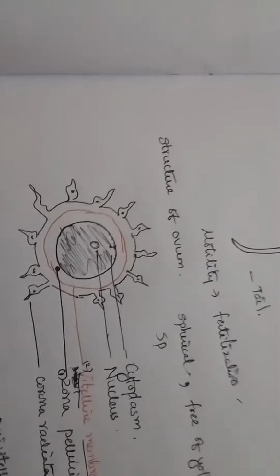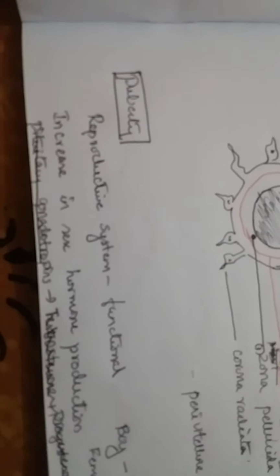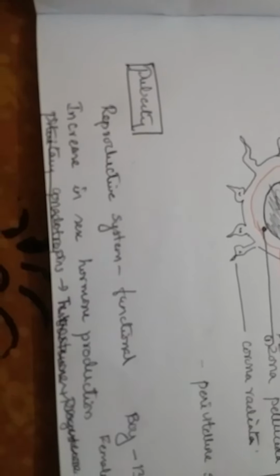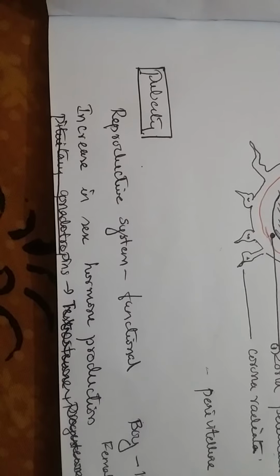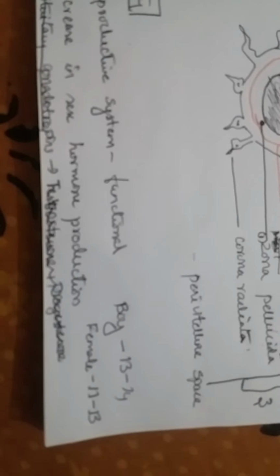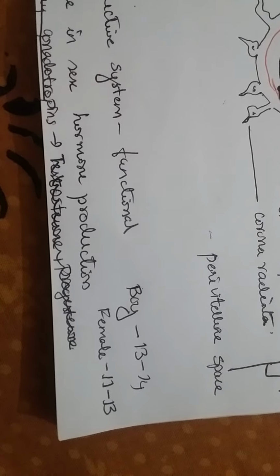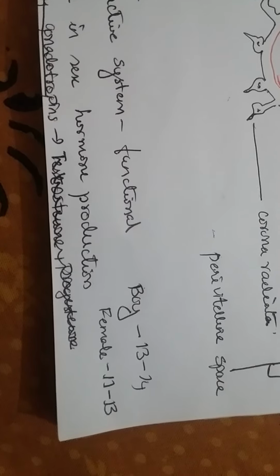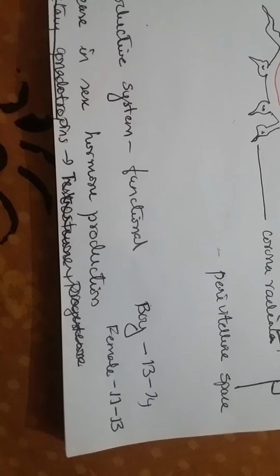So we have learnt about the structure of the ovum as well as the structure of the sperm today, and then we will learn about a small topic called puberty. What is puberty? Whenever the reproductive system is functional. It is immature during birth. When you are physically growing, the reproductive system becomes functional at a certain stage. For example, males attain puberty at the age of 13 to 14, whereas the females attain puberty at the age of 11 to 13. So generally females attain puberty earlier than the boys.